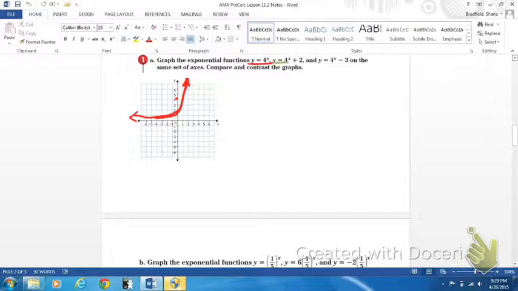And then for the second one, we've got y equals 4 to the x plus 2. It's going to be a similar graph, but we're just going to go up 2 units on the plane. So something like this. And then the third one comes down.